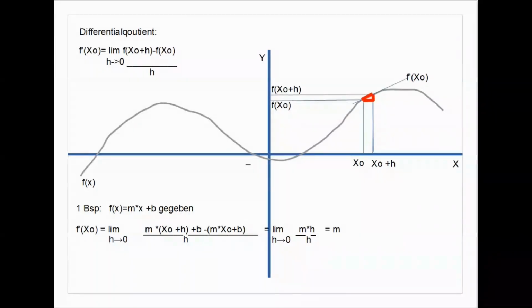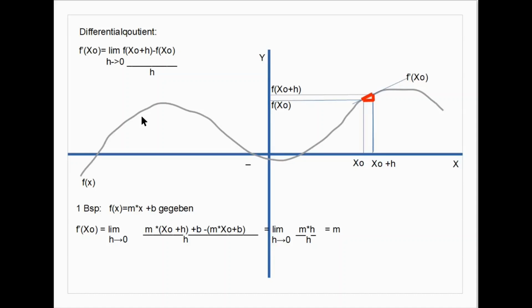Hello, today we want to deal with the differential quotient. It is about the fact that you can determine the slope at a certain point for a function f of x. That is the gray line of a very general nature.